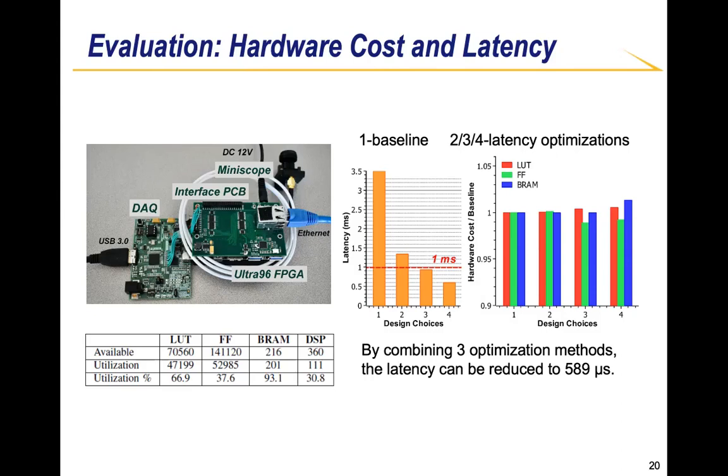By combining these 3 optimization methods, the latency of our proposed pipeline can reduce to 589 microseconds, which is below 1 millisecond and satisfies our design target.